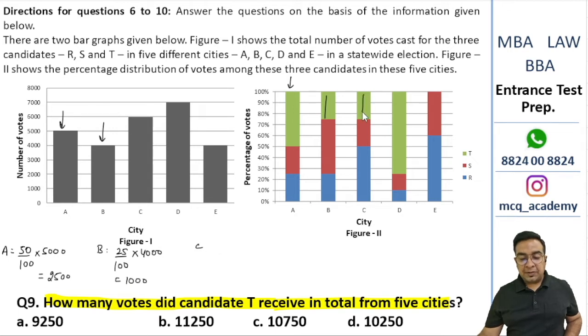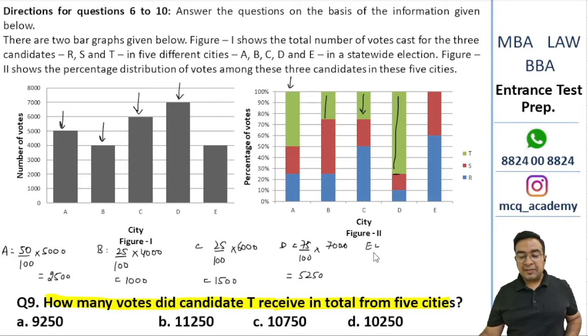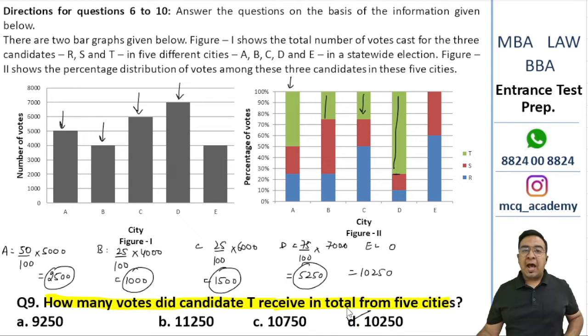From city C, this is equal to again 25% of 6,000. Therefore, this is equal to 1,500. From city D, this portion is equal to 75% of a total of 7,000 votes. Therefore, this is equal to 5,250. And from city E, he has not received any votes. Therefore, the total number will be equal to 0. Adding these values, 2,500 plus 1,000, 3,500 plus 1,500 is 5,000 plus 5,250 is 10,250. Therefore, you will mark option number D as the answer to this question.